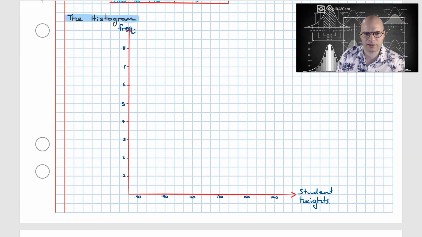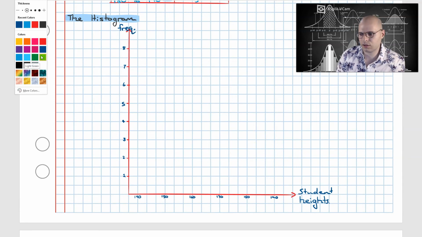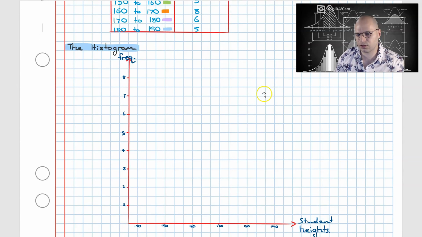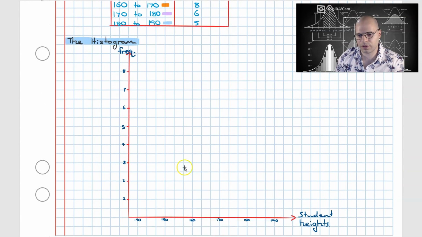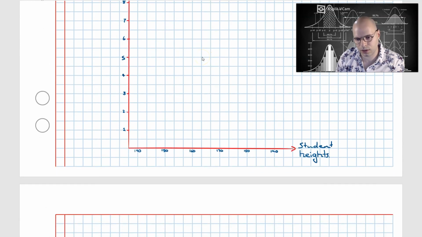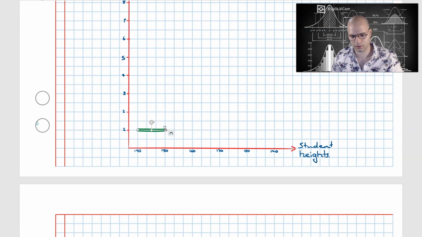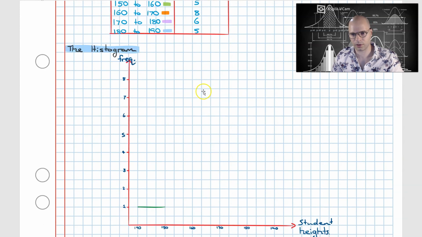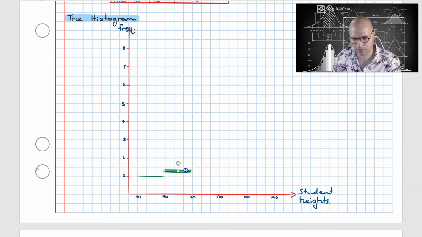Alright, next step is I need to draw in my data points. So looking at the first one, 140 to 150, which is this space here, it's going to be a frequency of 1. So I'll get a ruler and I'll neatly draw between 140 and 150 and space it to 1, like so. Then the next one is 5. So 150 to 160 is instantly going to go up to 5.